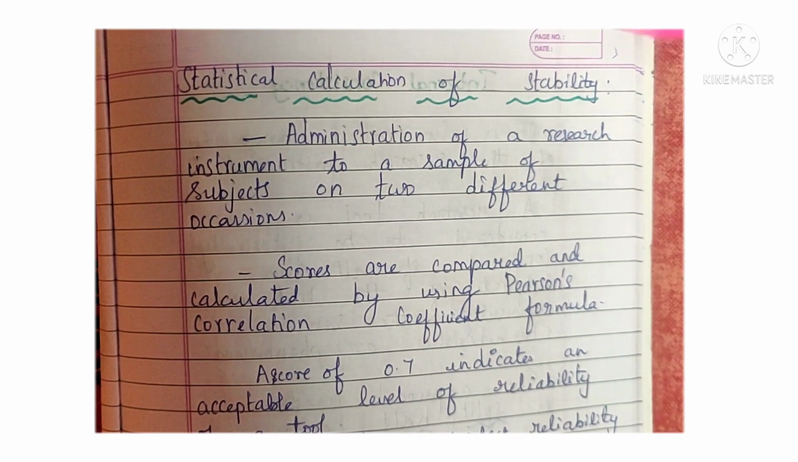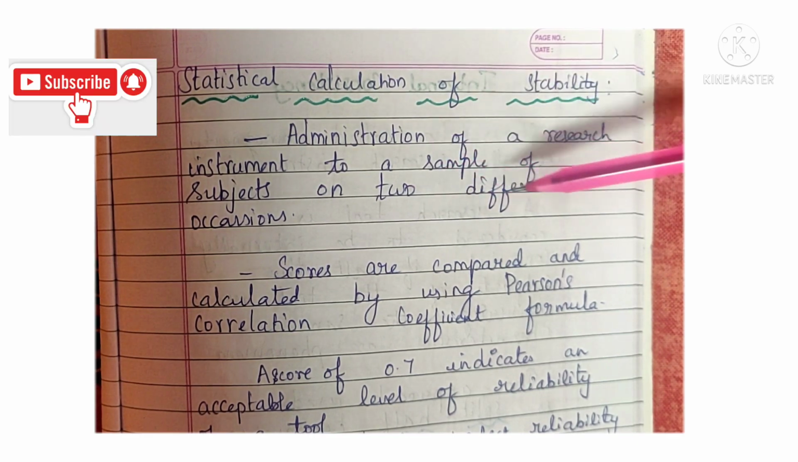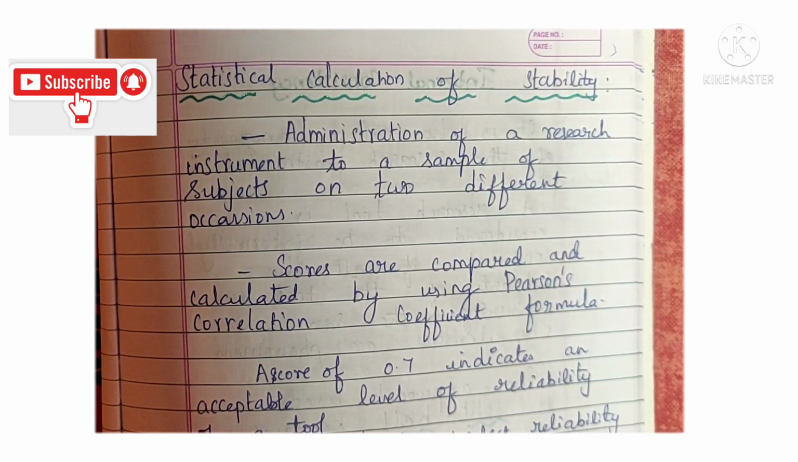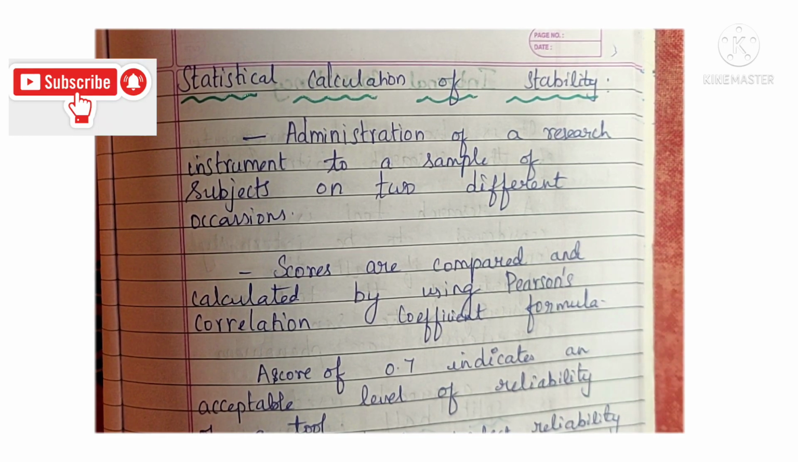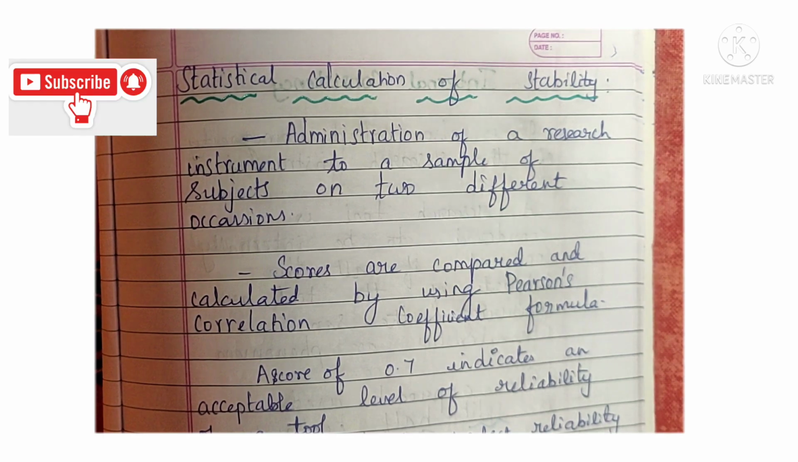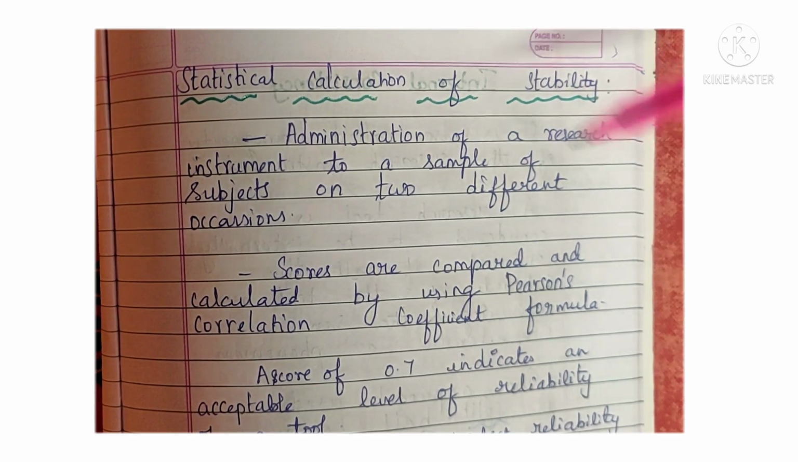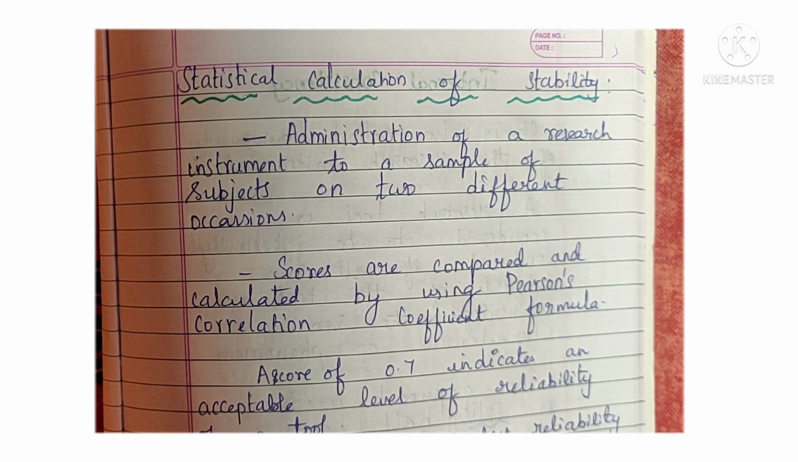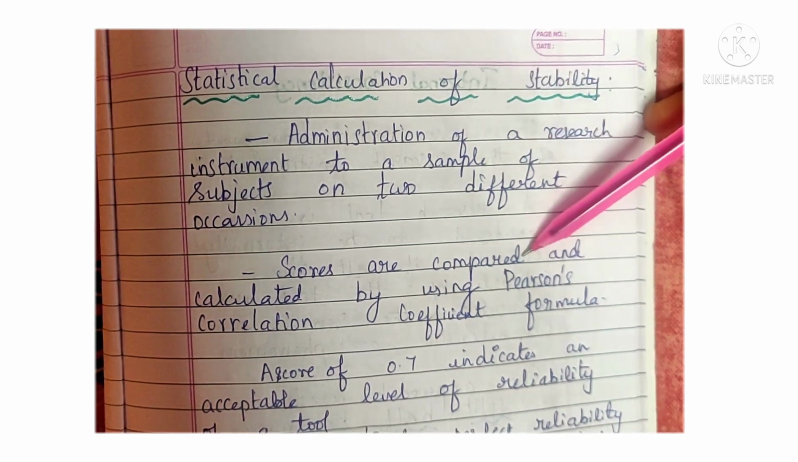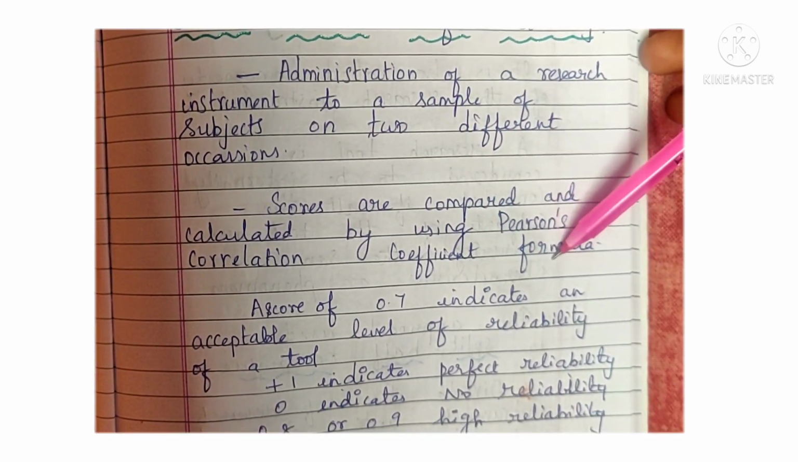Here, the research instrument is administered to a sample of subjects on two different occasions. For example, today I give a questionnaire to 4th year BSc Nursing students. After 2 days I give the same questionnaire. Today's administration is the test, and the one after 2 days is called the retest. The scores of the two administrations I compare, or correlate, by using Pearson's correlation coefficient formula.